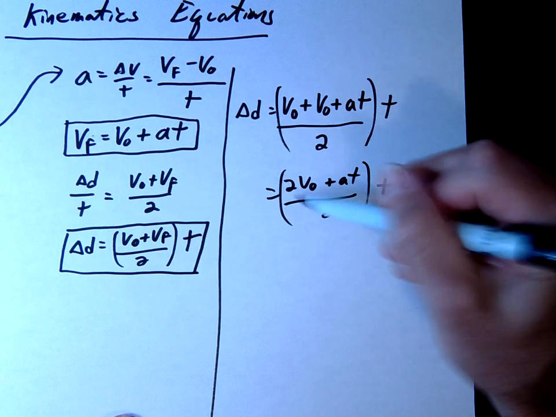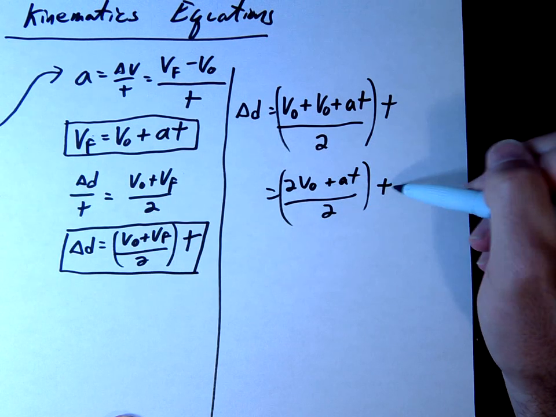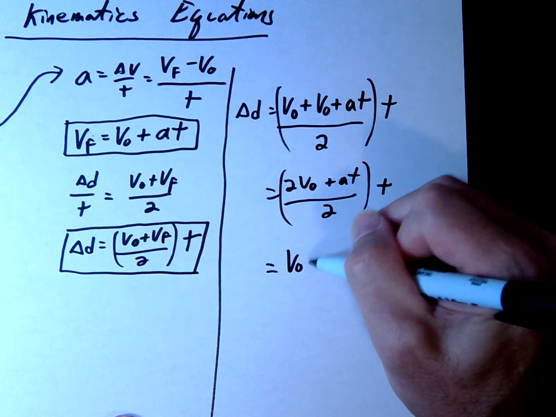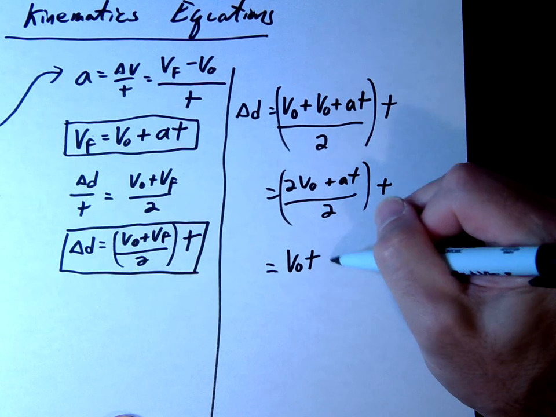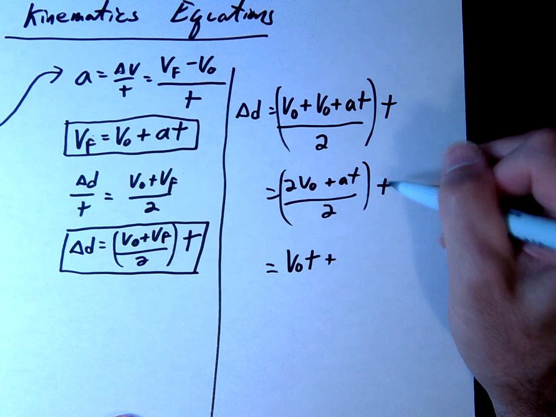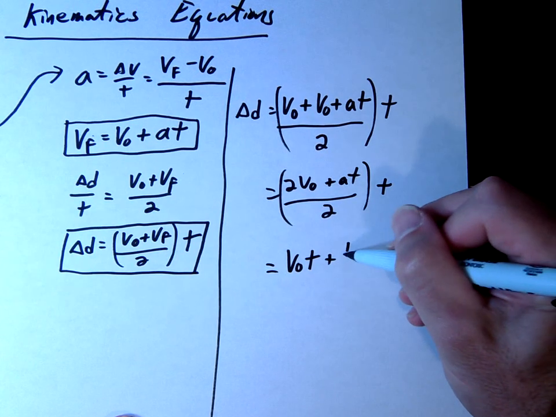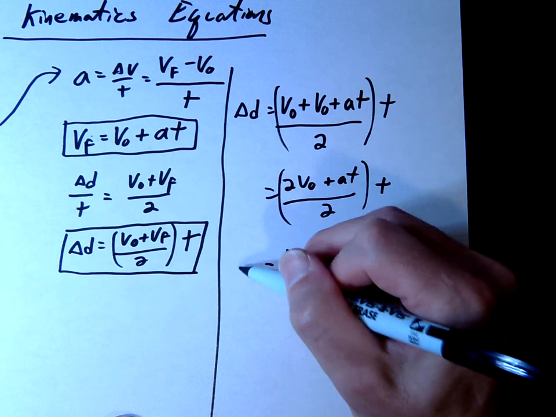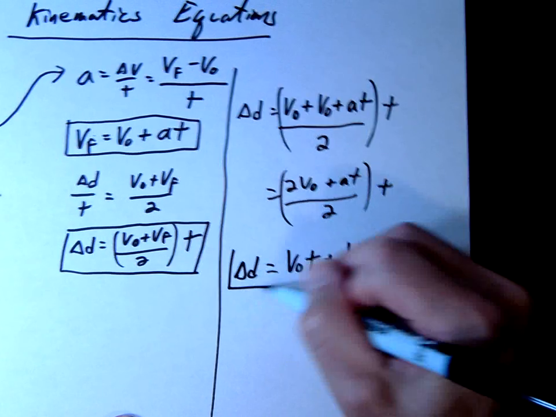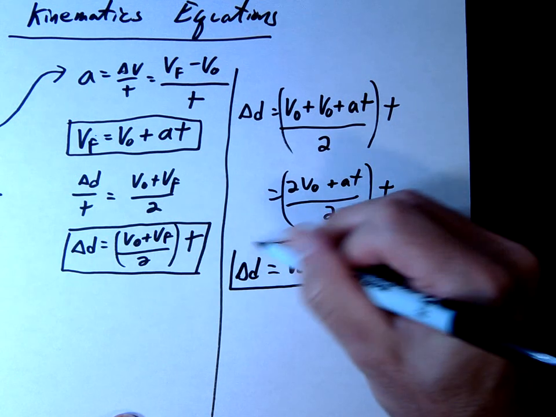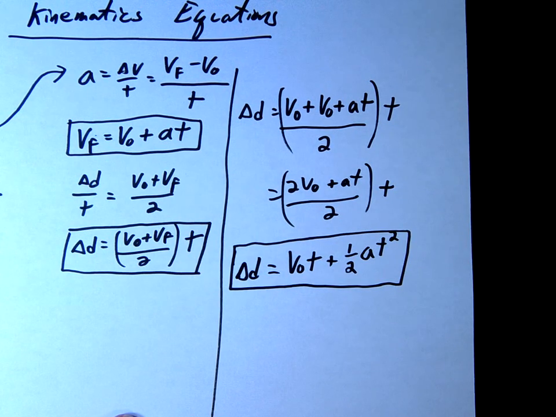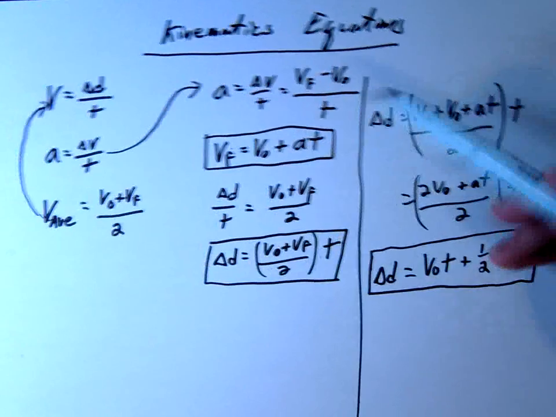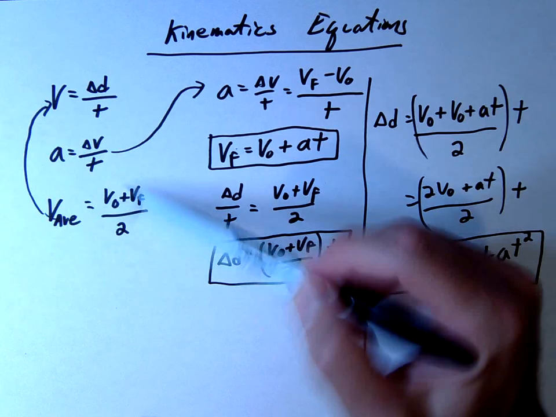Okay, let's separate out this 2 here, and at the same time multiply by t. So this is going to give us vo t divided by 2, plus, and then we have at times t divided by 2. So we're going to write that as 1/2 at squared. And that gives us delta d equals vo t plus 1/2 at squared. So that's our third equation. And again, that's just combining these two, and these two just came from the simple definitions and the concept of average.